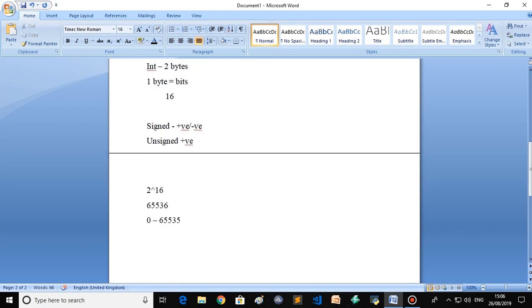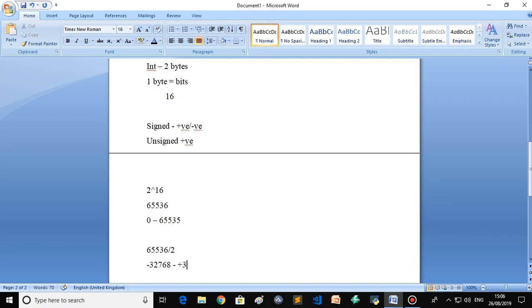And for signed, 65,536 divided by 2, that means from negative 32768 to positive 32767. So this is the range of signed int.